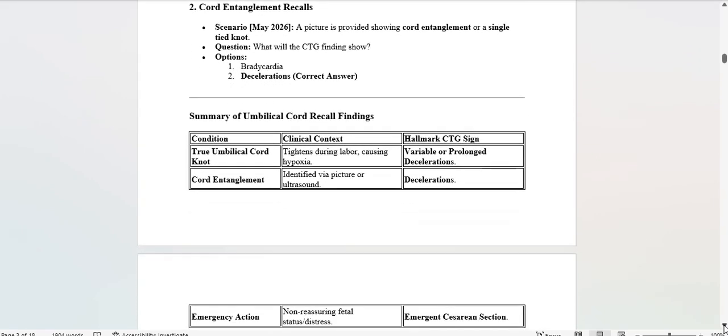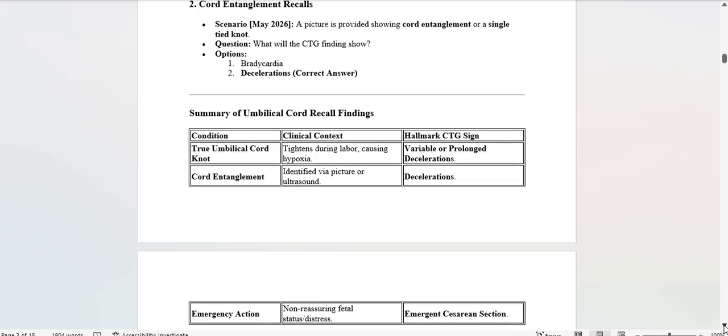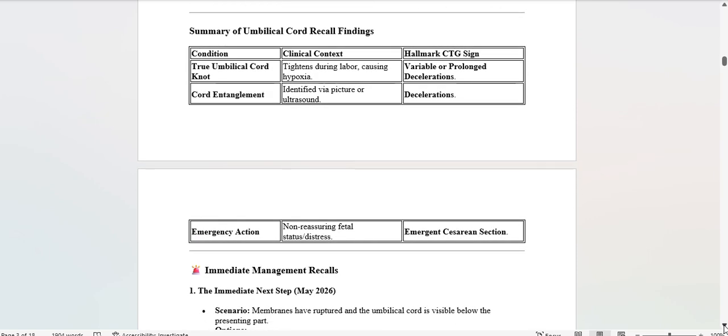Cord entanglement recall. A picture is provided showing cord entanglement or a single tight knot. What will the CTG finding show? Deceleration. Okay, I don't know how they give us the picture. In ultrasound, we have the U sign, which shows us the cord entanglement. You can see on YouTube videos how we can see cord entanglement on scan. True umbilical cord knot tightens during labor, causing hypoxia, variable and prolonged deceleration. Remember that they have been asking. Cord entanglement is identified via picture or ultrasound; we can see the deceleration.